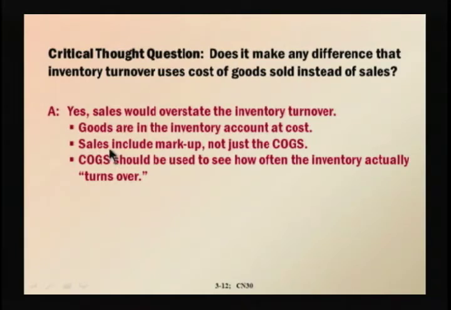So certainly using cost of goods sold in the numerator to calculate inventory turnover will produce a smaller number than would putting sales in that numerator, but using cost of goods sold is going to more accurately reflect the actual physical flow of goods through the inventory account, which is what we're trying to measure.